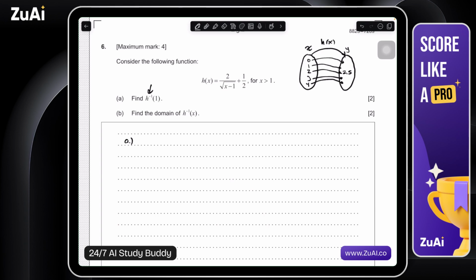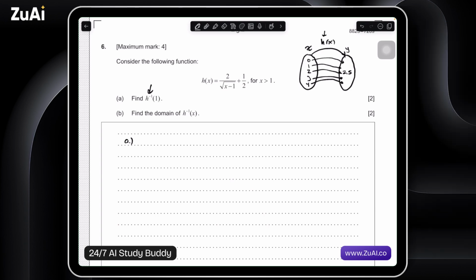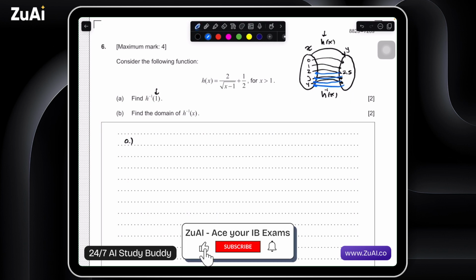This is our idea of a function. We have a set of inputs. The function is some kind of rule, which once we plug in those inputs, gives us an output. And an inverse does the opposite. You feed it those outputs and it'll tell you what the original input was. So h inverse of 1 is saying, if the output of our function was 1, what was the input? So here we know that the output is 1.